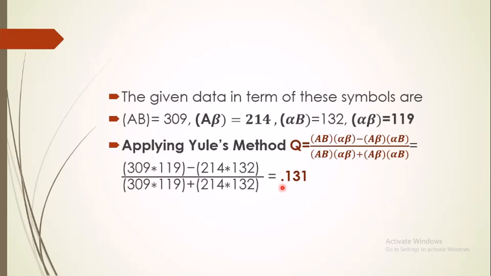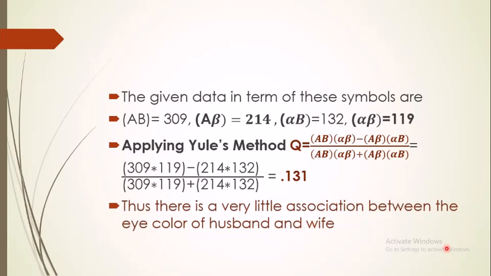Okay, now what is 0.131? It is a positive number. Is it perfectly positive? No, I won't say that it is perfectly positive, because if it were perfectly positive, it should be at least somewhere near 1, or it should be plus 1. This is somewhat nearer to 0, so you can conclude that there is only a very little association between the eye color of husband and wife. That is how you find the association between two attributes by applying Yule's method.